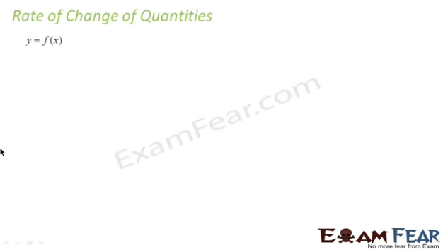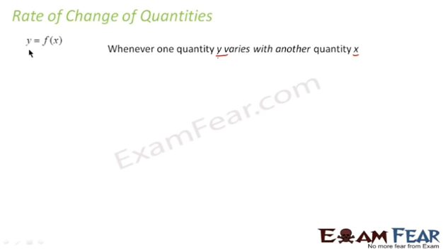Rate of change of quantities. Let's take one example. Suppose I have a general equation, y is equal to f(x). In this case it says y varies with x. So both are actually dependent. It is not that both are independent. It is a function where y varies with x. Both are dependent.